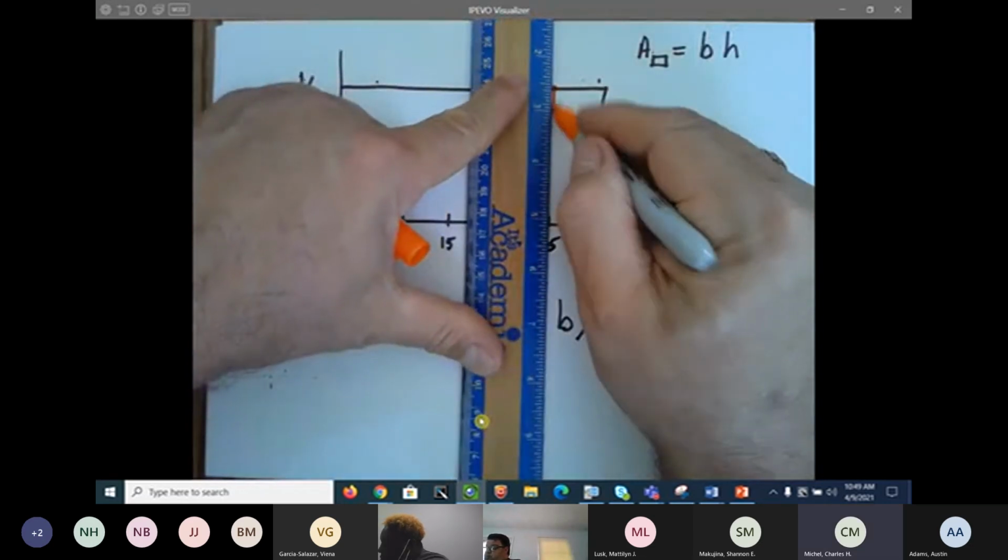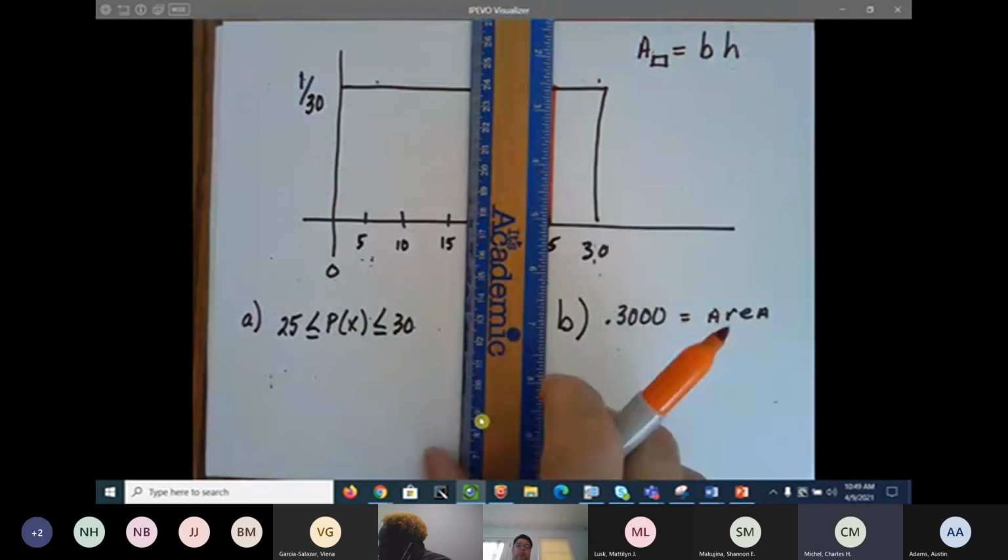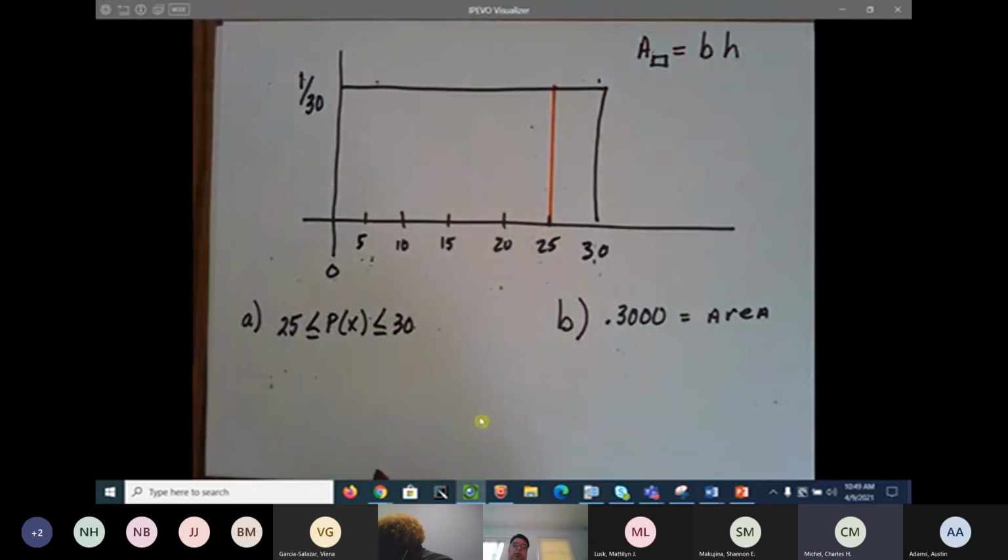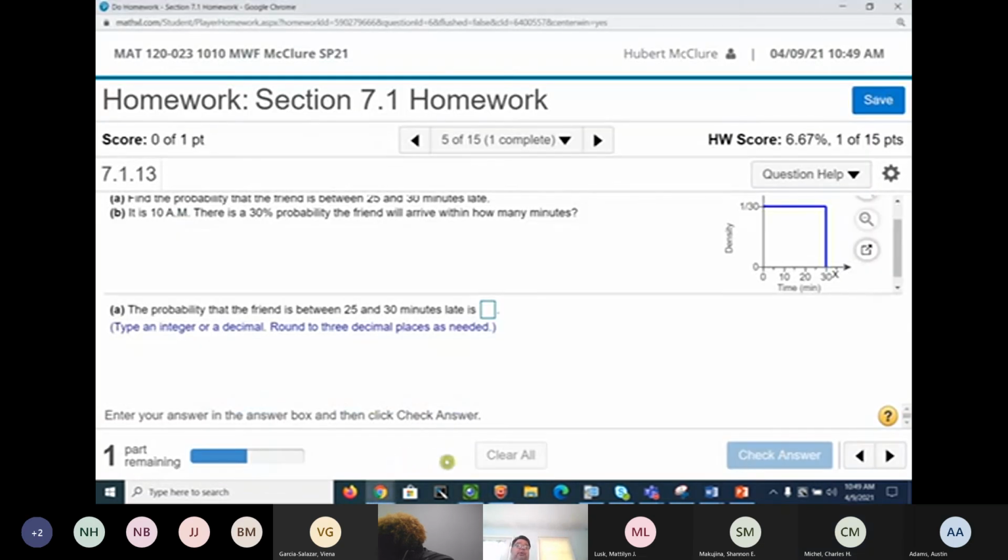Hubert, before you go any further, would you mind explaining real quick how you got the 0.3000? Yeah. What does the question say? It says B. What does it say? It is 10 o'clock. I'm not worried about that. You worry about that at the end. But what if there is a what? Oh, 30% chance. Okay, 30%. Sorry, that's where the 0.3000 comes from. Remember I told you, percentage, probability and area are all very similar.